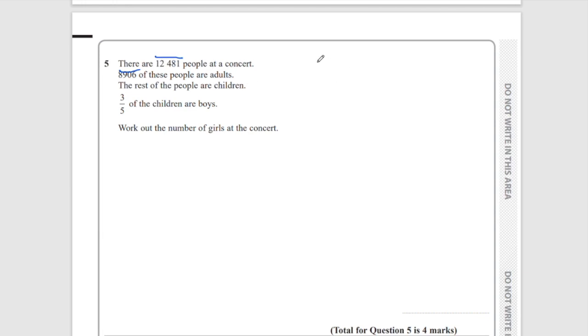So total number of people in the concert were 12,481 and adults are 8,906. So whatever is remaining, they're kids. So 7, 11 minus 6 is 5, 7 minus 0 is 7, 14 and 1, 14 minus 9 is 5, and 11 minus 8 is 3. So there are 3,575 children.